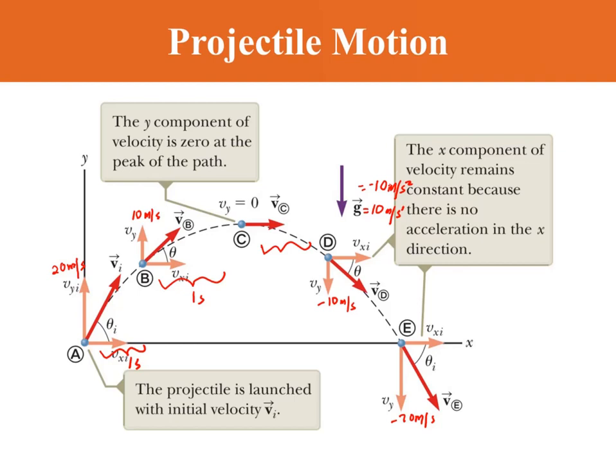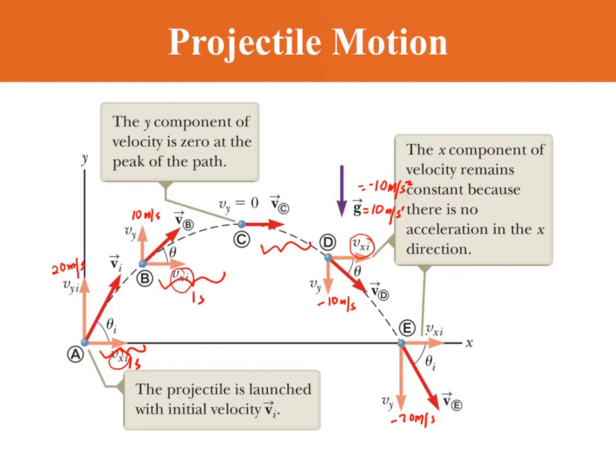For x motion, the velocity in x is constant. That's why you see that the symbol used is always Vxi, because the speed in x is constant. So from each point, A, B, C, D, E, Vx is always Vxi because Vx is constant. Okay, so this is projectile motion.